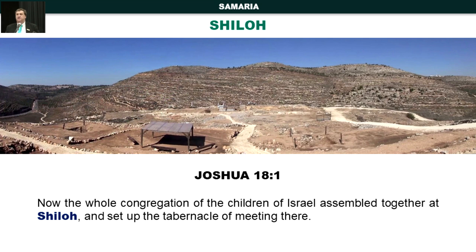Now, Israel had no central civil capital during the time of the judges, but Shiloh did serve as a central religious capital during that particular period. Now, the name Shiloh means peace or tranquility. It's actually a variation of similar words such as Shalom and Solomon, which all mean peace. Now, this photo shows the view looking north from near the top of the Tel to where most scholars believe that the tabernacle itself was set up.